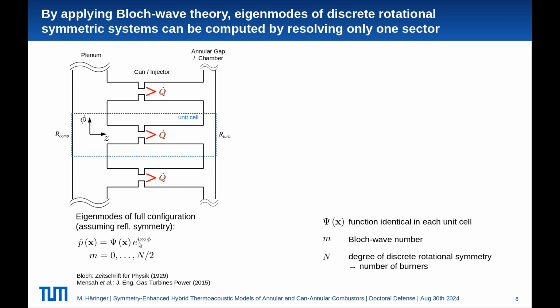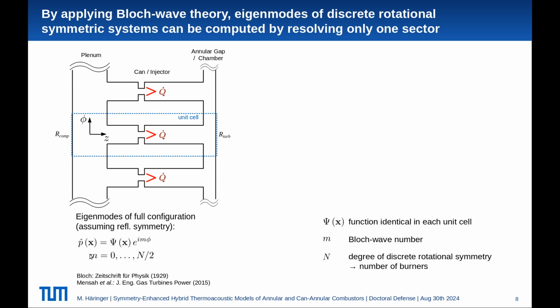And this phase modulation is dependent on the number m, the so-called Bloch wave number, or also the azimuthal mode order. And this number m goes from 0 to n half, where n is the number of sectors or the number of unit cells our system is comprised of.